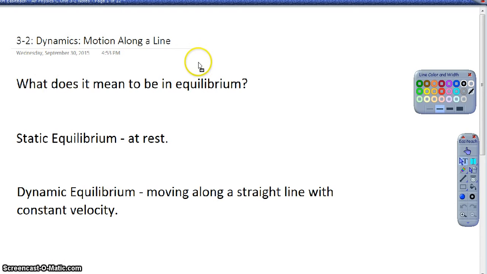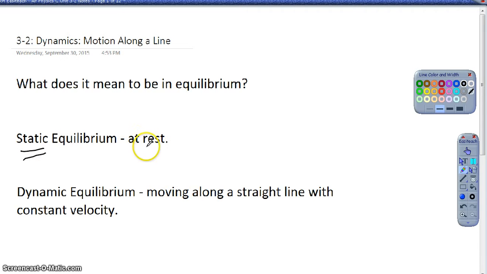Okay, so for part 1 of 3-2 notes here, we talk a little bit more about dynamics, which again, dynamics are equilibriums for objects in motion. So we'll see some dynamics pop up. We will, however, see some more static equilibrium as well, as our first few examples may illustrate.